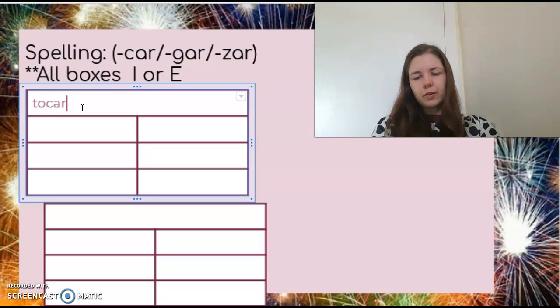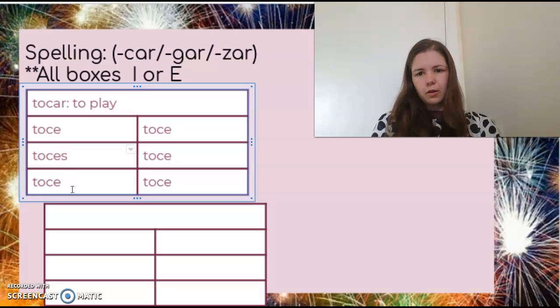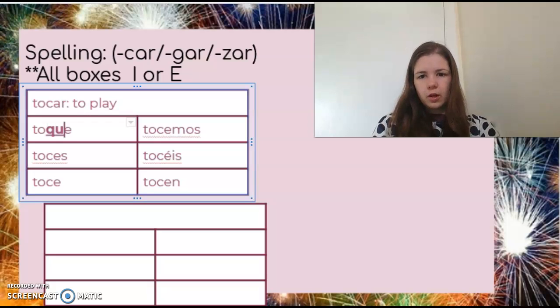So for instance, if I were to do tocar, to play, and I take my yo form, drop the O, add my opposite ending of E everywhere, so I'd have tose, toses, tose, tosemos, toses, and tosen. But I want it to have that k sound, so every single form in present subjunctive has to get the spelling change. C's change to QU, so I'm going to replace all of these C's with QUs now.